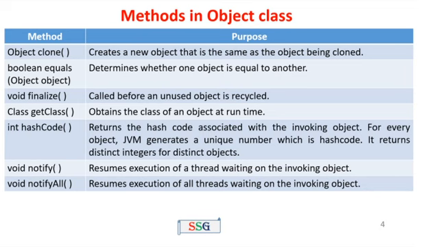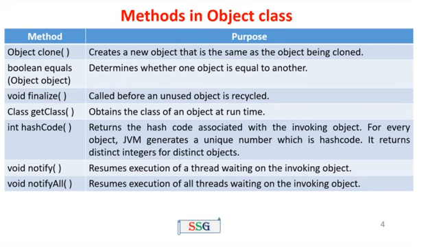The next one, the second method, is equals. Equals means you are comparing whether two objects are equal or not. That means equals returns either a true or false value. That is, it is a boolean return, which determines whether one object is equal to another or not. The next one, void finalize. All of you know that the finalize method is used to abandon the objects.